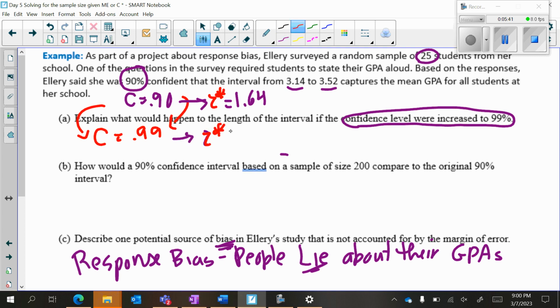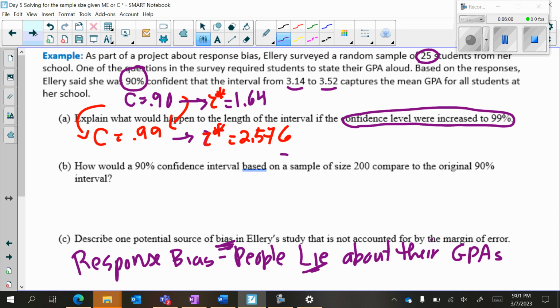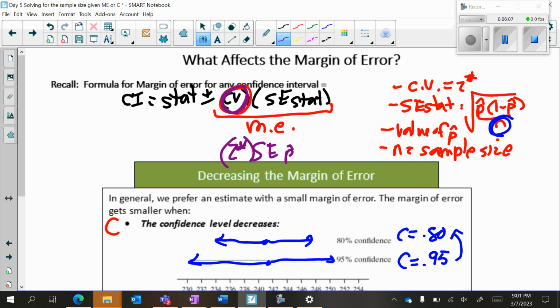If your Z star goes up, think about that margin of error formula if you go back to the last page. So the Z star is this critical value here. So if the Z star goes up, this is Z star, standard error of P hat. If the Z star goes up from 1.645 to 2.576, that's going to make this value bigger. And it makes that value bigger, that makes that whole product bigger. And if the product is bigger, the margin of error is bigger.